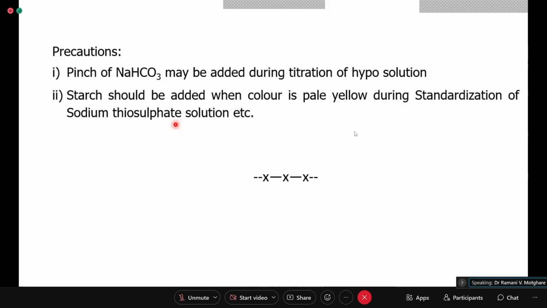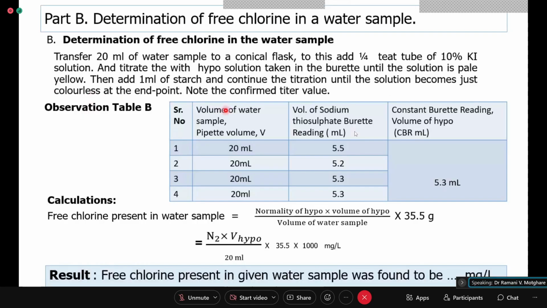So in that case, it is very necessary that you first titrate with hypo solution and reduce the iodine content, and then add the starch towards the end point. But in case of your chlorine determination, the chlorine is very less, so you don't get a very large liberation of iodine. Okay, and that is why even if by mistake you add it initially, it will work.